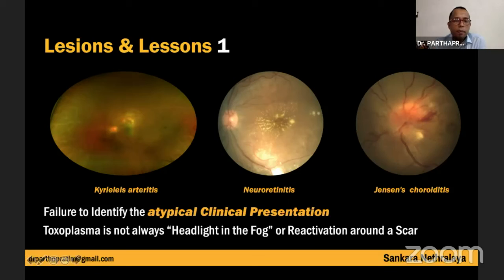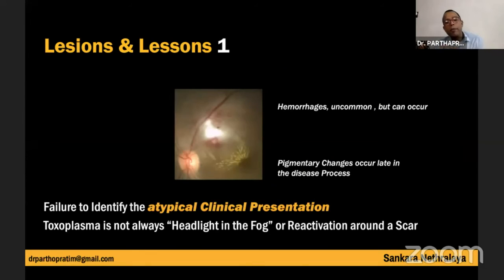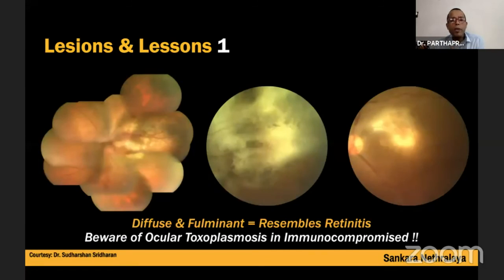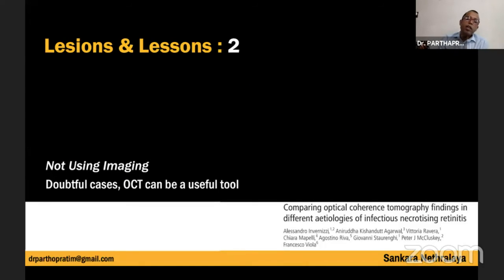So you have to remember that toxoplasma is not always headlight in fog or reactivation around the scar. Also, you have to remember that certain things are rare but can occur, like hemorrhages, uncommon but can be seen sometimes. The pigmented changes usually occur relatively late in the disease process. And also beware of HIV or immunosuppressed patients, where toxoplasma can be diffuse and fulminant and can resemble viral retinitis.